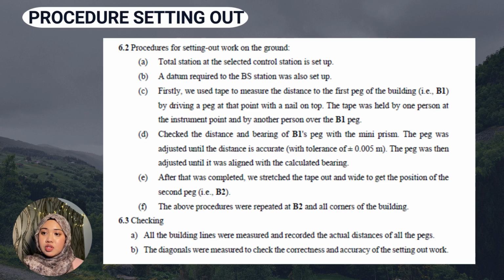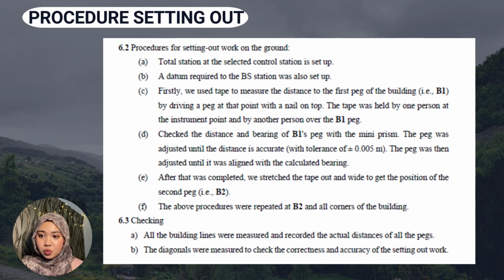For the procedures for setting up work on the ground, first, the total station at the selected control station is set up. For a datum required, the BS station was also set up. Firstly, we use tape to measure the distance to the first peg of the building by driving a peg at the point with a nail on top. The tape was held by one person at the instrument point and by another person over the B1 peg. The distance and the bearing of B1's peg was checked with the mini prism. The peg was adjusted until the distance was accurate with tolerance of plus minus 0.005 meter. The peg was then adjusted until it was aligned with the calculated bearing.